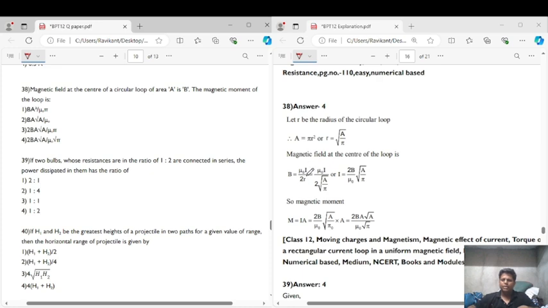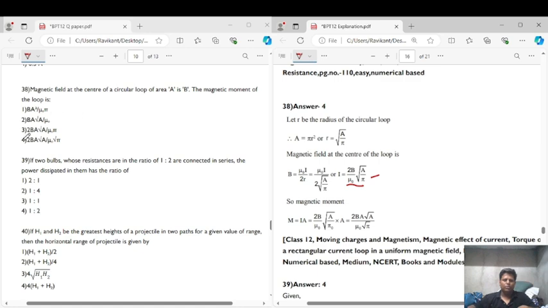Right. So putting the value of B, we get B equals mu naught into I upon 2R, where R is under root A upon pi. So from here if we calculate, I will be equal to 2B upon mu naught, under root A upon pi, right? Now we got the value of I. Magnetic moment M is given as I into A. So putting the value of I as 2B upon mu naught under root A upon pi, into A. Solving this we get M is equal to 2BA under root A upon mu naught under root pi, which is in option 4.